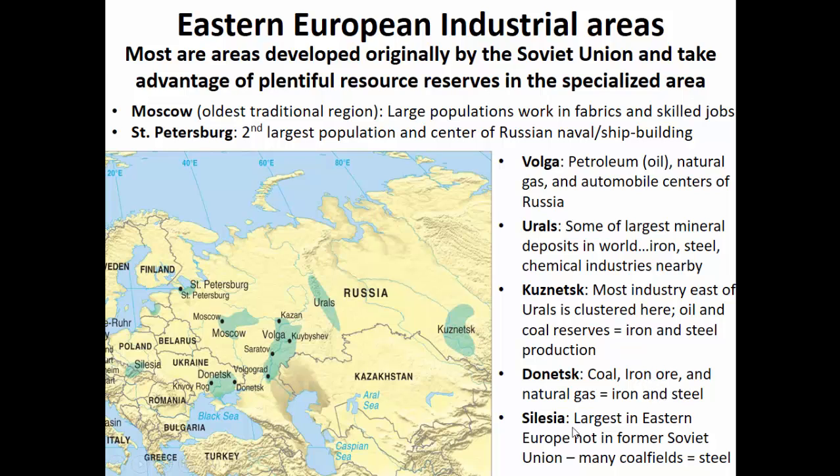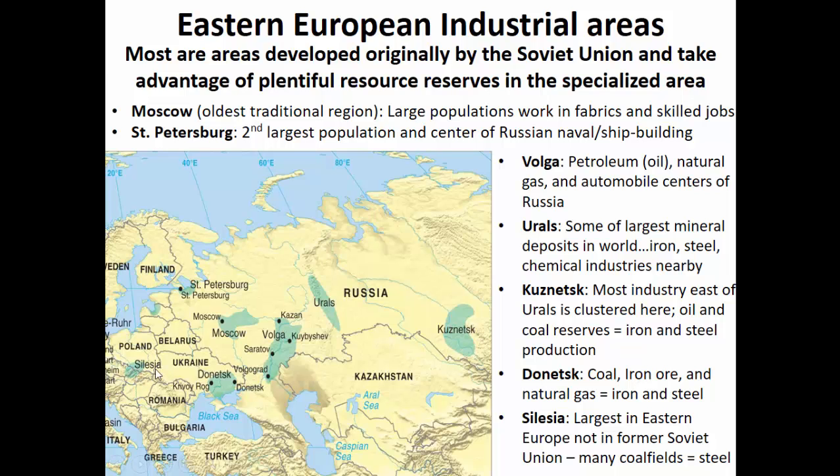And then Silesia. Silesia is the only one of the Eastern European mineral areas or industrial areas not located in the old Soviet Union. A lot of coal fields, a lot of steel, divided between Poland, the Czech Republic, and Slovakia.